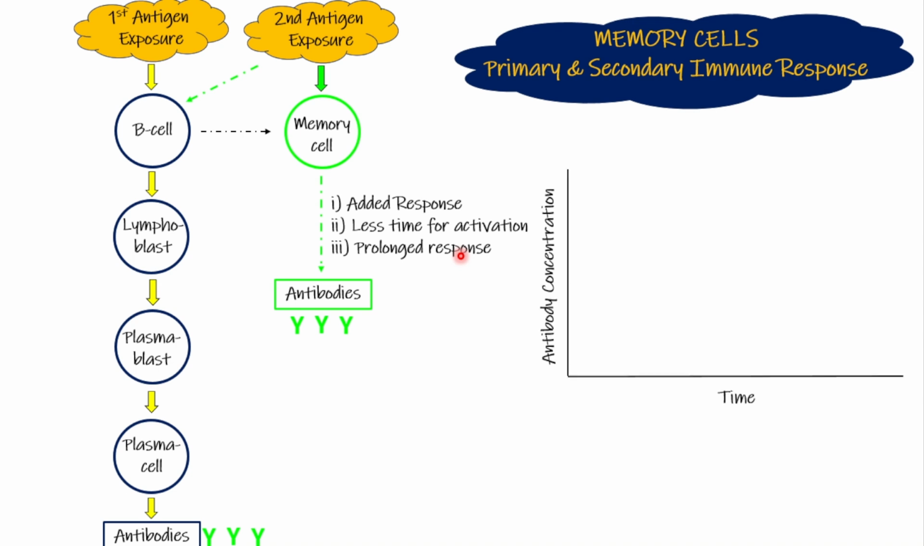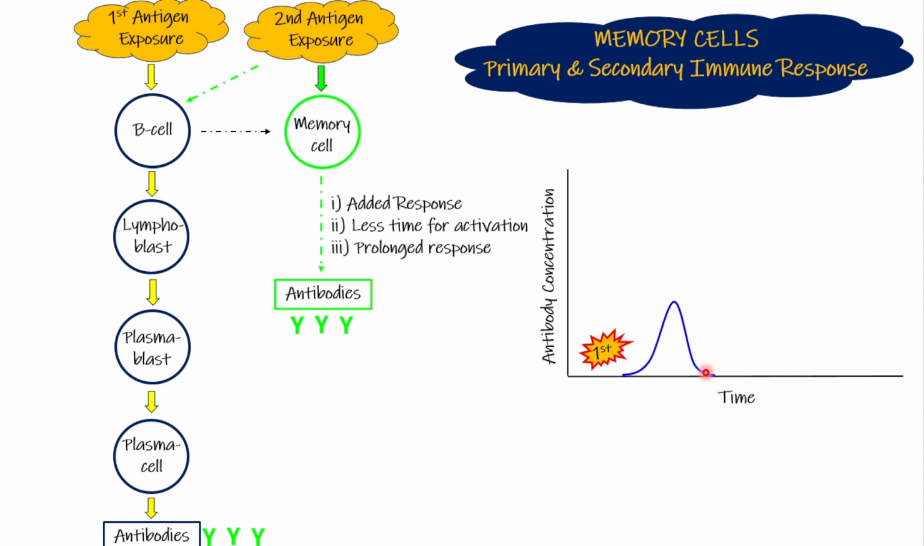With reference to the graph, I'm going to explain the primary and the secondary response. On the x-axis there is time, on the y-axis there is antibody concentration. So here is the first antigen exposure to the body. The body will take some lag time between the exposure and the production of the antibodies. Secondly, the body will produce some antibodies, and this is the maximum concentration of antibody production. After that, the production of antibody will fall down.